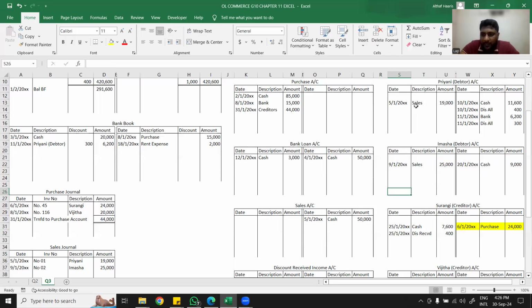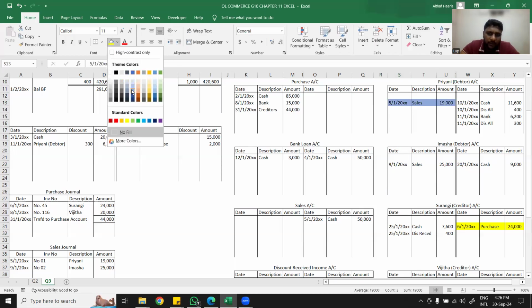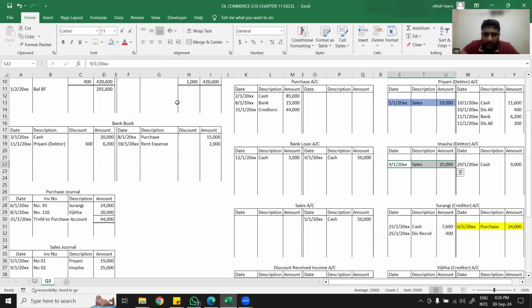So Lama, if you take this one also, we have posted only the debit entry. We have sold it on credit, so that person should give me money. So that asset is increasing. That asset increases, debit. We have not yet posted the credit entry. We have posted only the debit entry, not the credit entry.